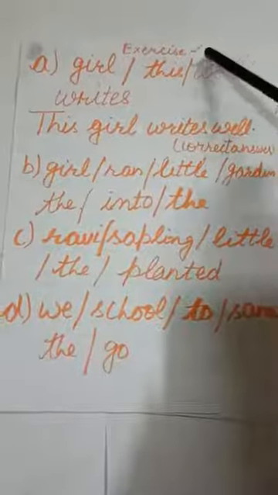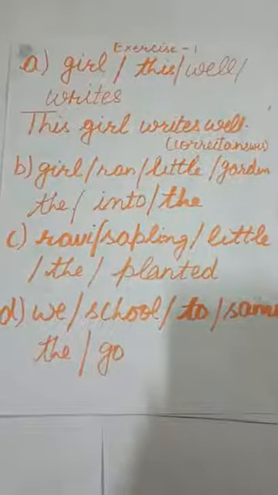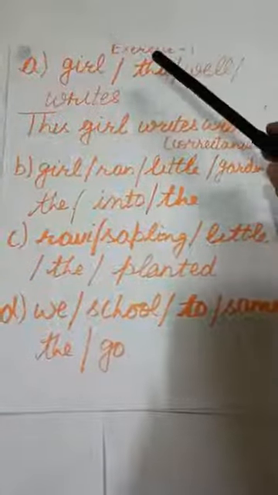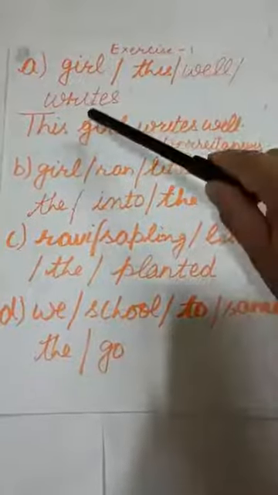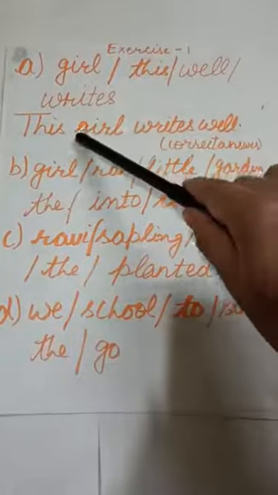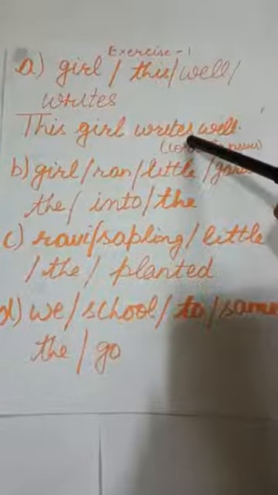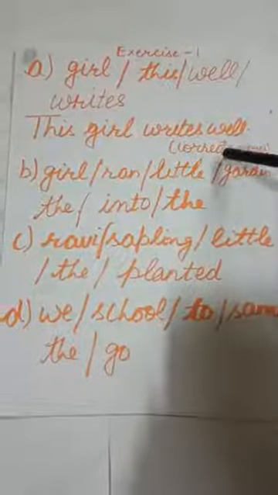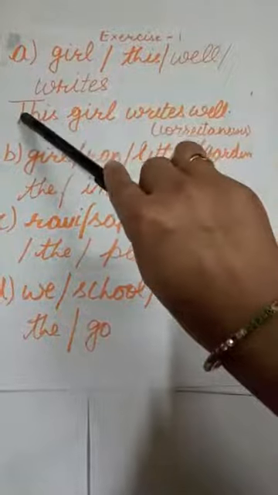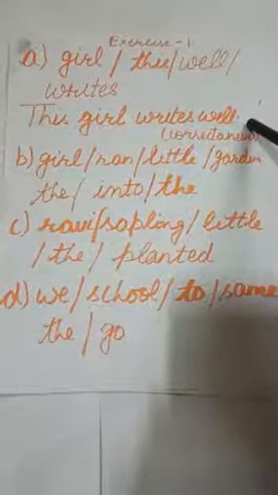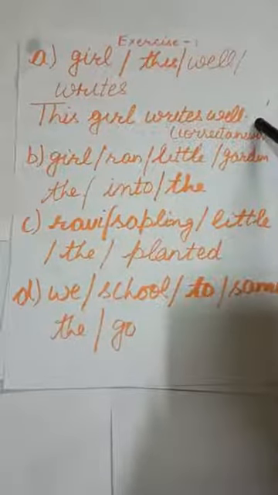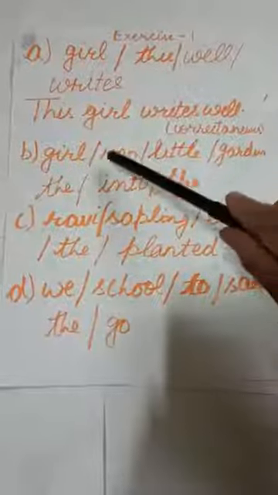Now this is exercise 1 which you have to do in your notebook by making a proper format. So, "girl this well writes." "This girl writes well." This is the correct answer because the first word begins with a capital letter and at the end I put a punctuation mark, that is a full stop. In the same manner you have to do the second one.